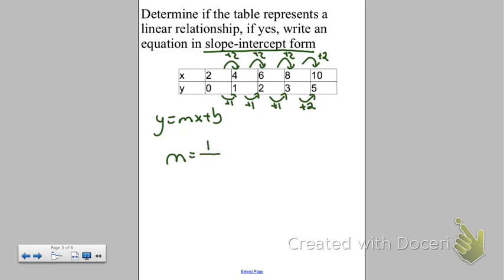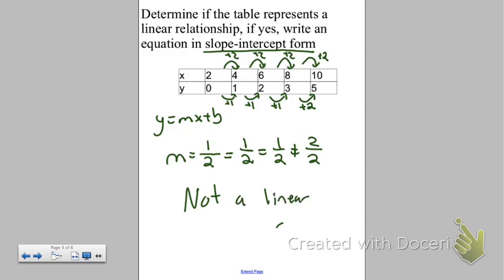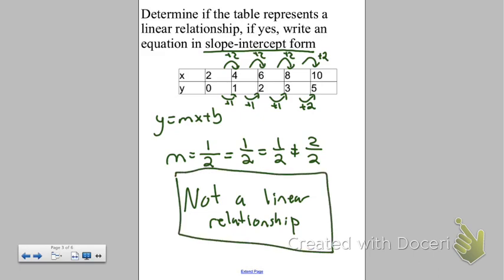So my change in y is 1 over 2. That's equal to 1 over 2, equal to 1 over 2. But then on my last one, I get 2 over 2. Those are not equal. Since all of my changes are not equal, this is not a linear relationship. And since it is not a linear relationship, I am not able to write an equation in slope-intercept form.